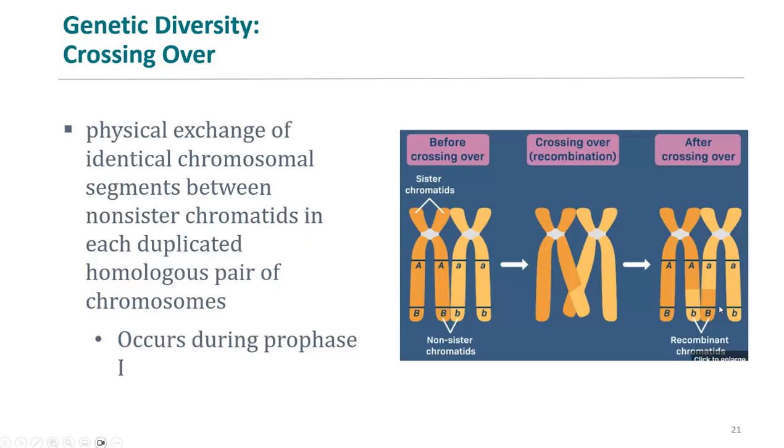So this is crossing over, and this is how some of that genetic diversity is introduced, because an individual, when we separate these chromosomes out into daughter cells, are no longer just getting a chromosome that's all the paternal information or all the maternal information. They're now getting a chromosome that's a mix of paternal and maternal information.